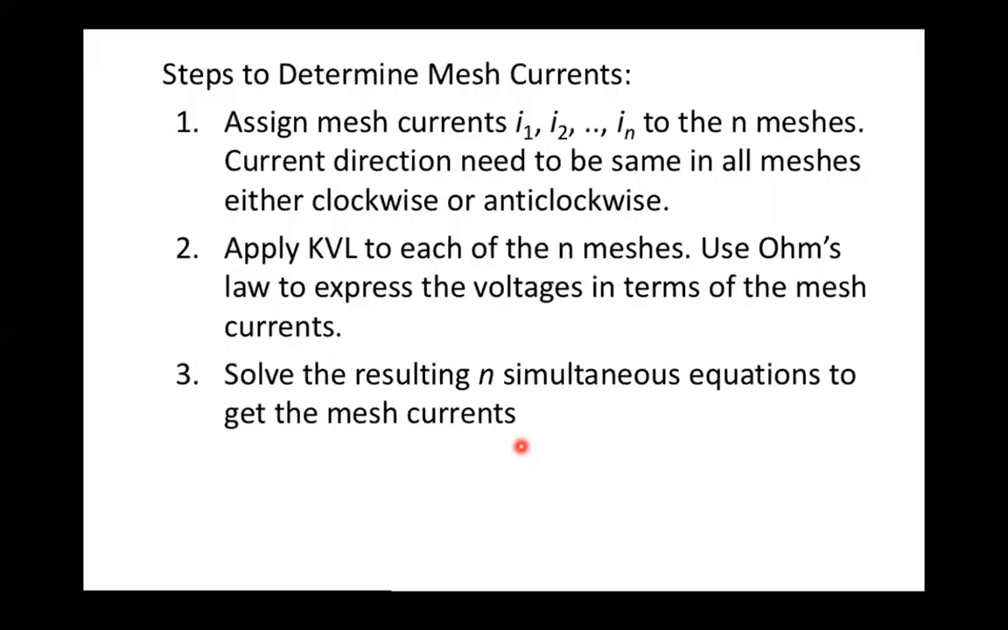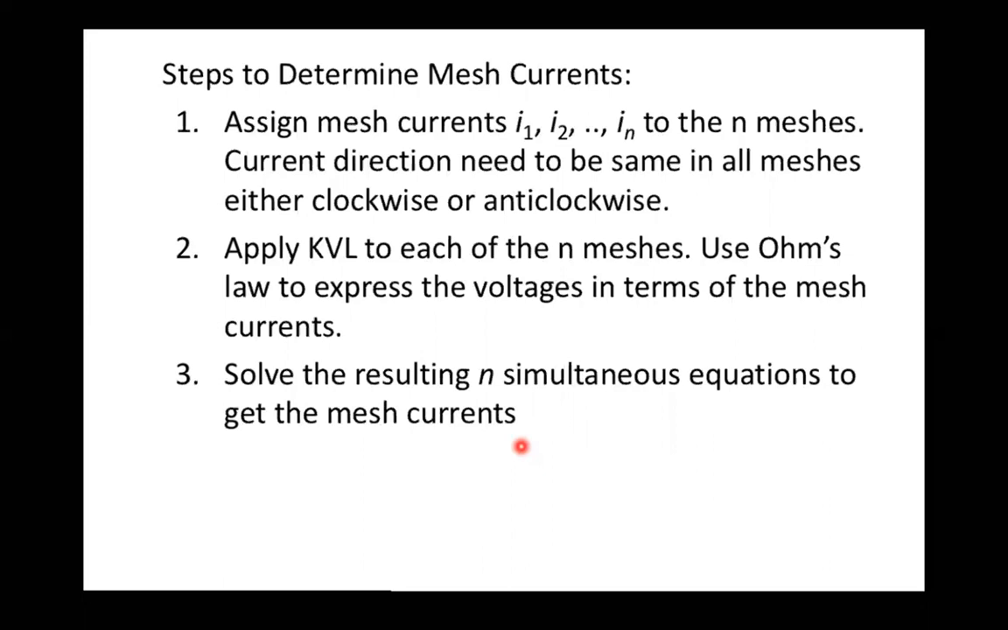The first is to assign mesh currents like I1, I2, and up to IN to the n meshes, whatever the number of meshes you have. Current direction needs to be the same in all meshes, either clockwise or anti-clockwise. You have to ensure that if you have taken the current in a single mesh in a clockwise direction, then in all the respective meshes the current should be in a clockwise direction. We can take clockwise or anti-clockwise, but it should be the same for all the n meshes we have in the network circuit.